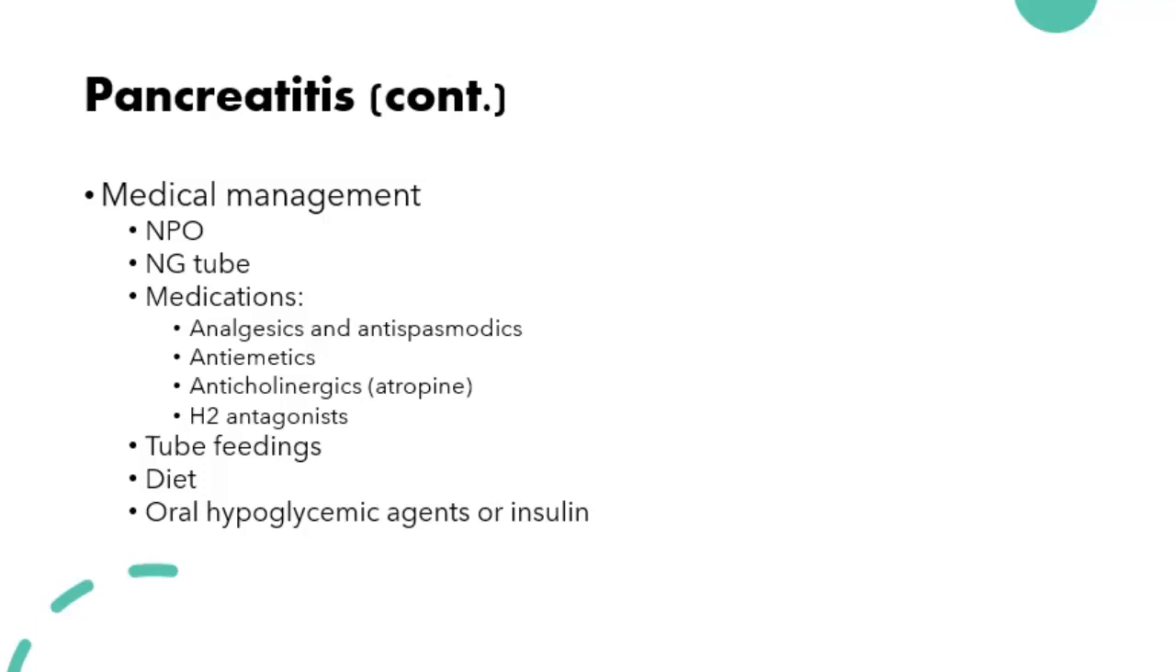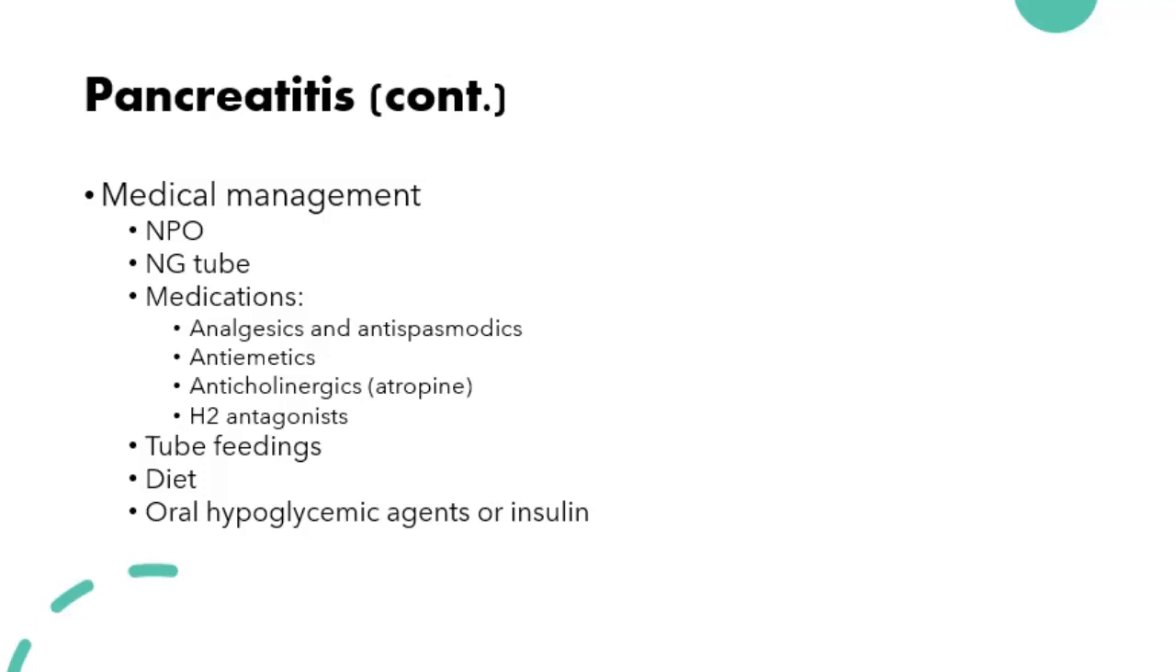Medication-wise, they'll get analgesics and antispasmodics for pain, antiemetics for nausea, anticholinergics like atropine to decrease pancreatic activity, H2 antagonists, that's going to prevent stress ulcers caused by decreased gastric pH. So remember, the pancreas's job, besides secreting enzymes, is to secrete bicarbonate that goes to the stomach to neutralize acid. So if your pancreas isn't working, it's not going to secrete that bicarb to the stomach, and then that gastric pH is going to go up.